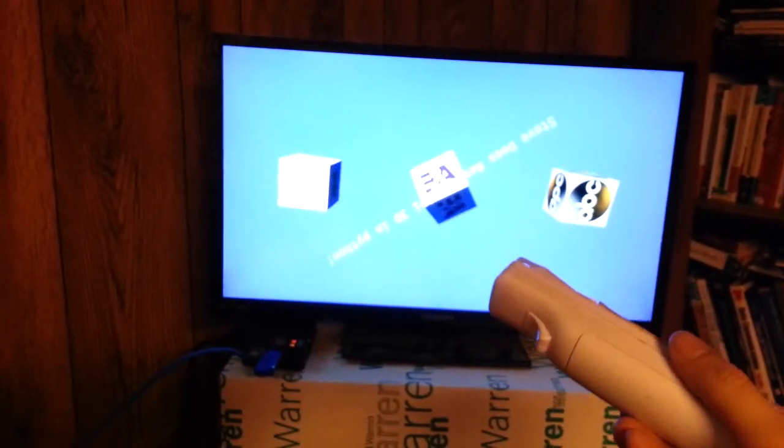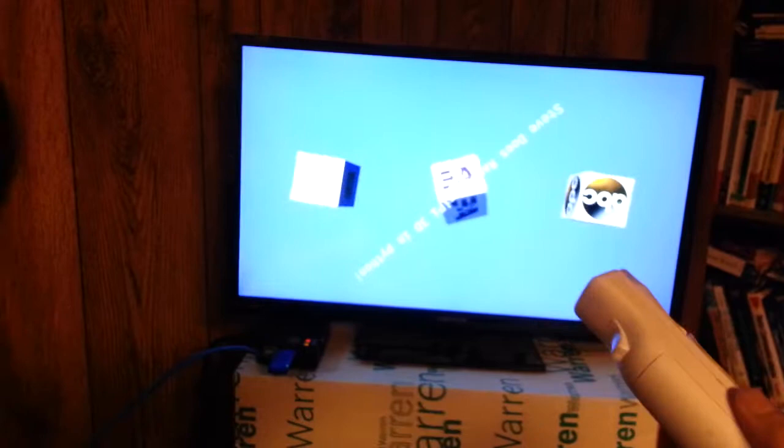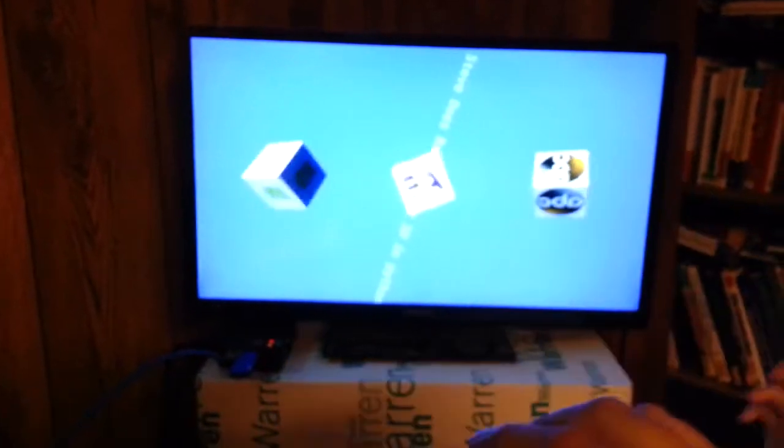Yeah, the left and right cubes are just doing their own thing. But the middle cube is definitely reacting to the accelerometers. And it's almost real time.